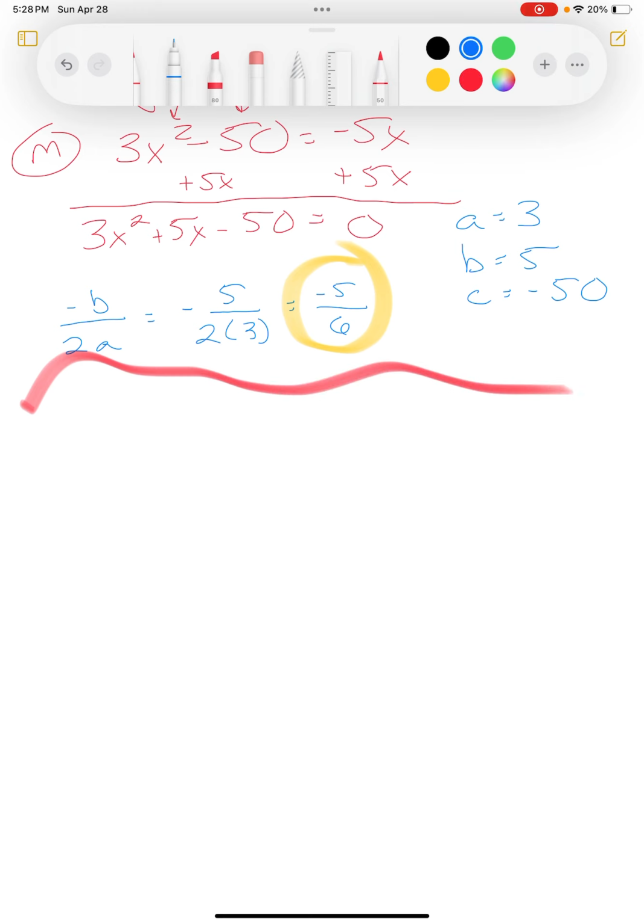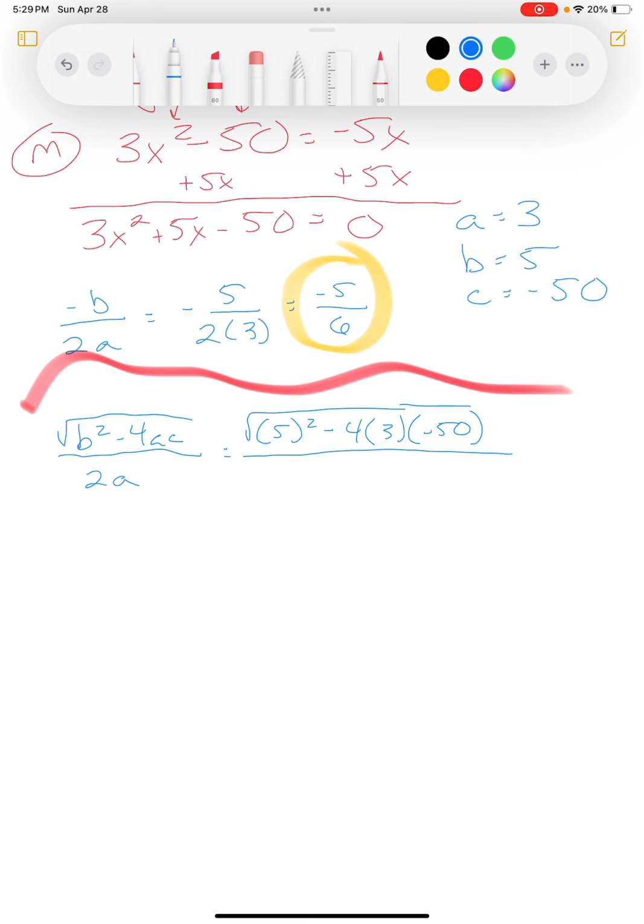and do the square root of b squared minus 4ac all over 2a. So we're going to start subbing in again. Notice that the square root is just the top, so I'm going to go b squared, that's 5 squared minus 4 times my a value of 3 times my c value of negative 50. And that's all over 2 times the a value of 3. So let's start to simplify those piece by piece.